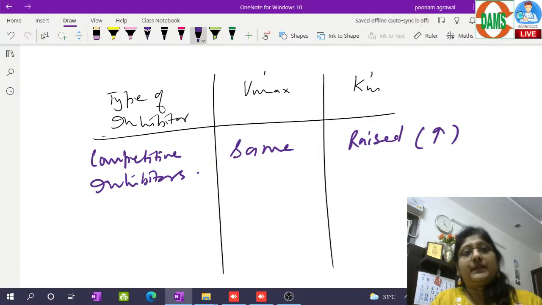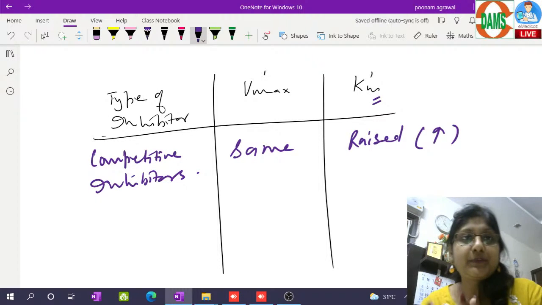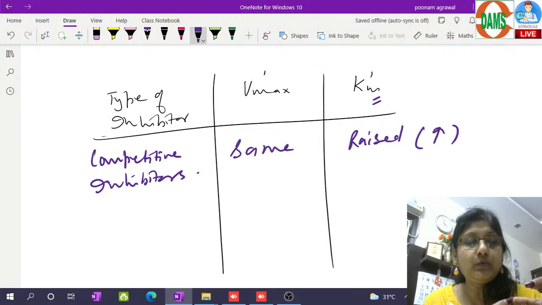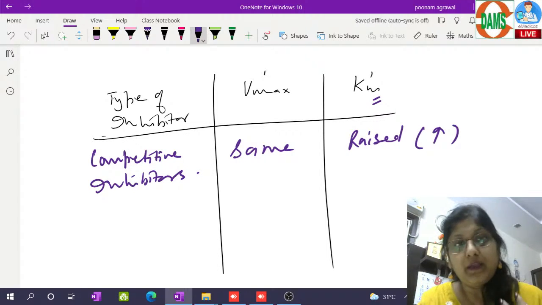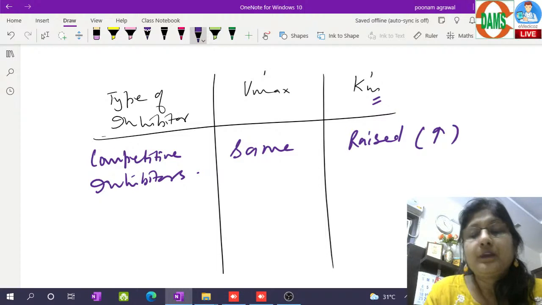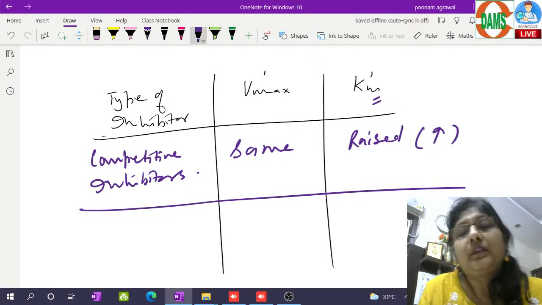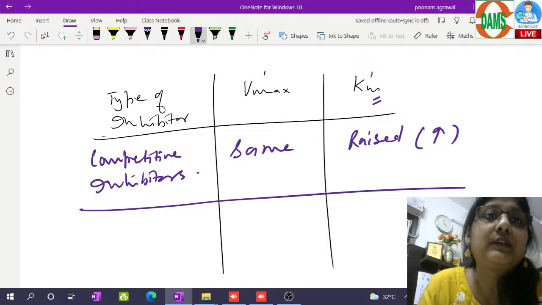When competitive inhibitors are present, the maximum velocity will be the same, but the Km value, that is the amount of substrate required to get half of the maximum velocity, becomes higher, because competitive inhibitors bind the active site. So you need a higher amount of substrate to compete and get the half-max velocity. The Km value is nothing but the substrate concentration at which half of the maximum velocity is reached. So with competitive inhibitors, the maximum velocity will certainly reach the same value, but a higher amount of substrate will be required to get the half-max value.